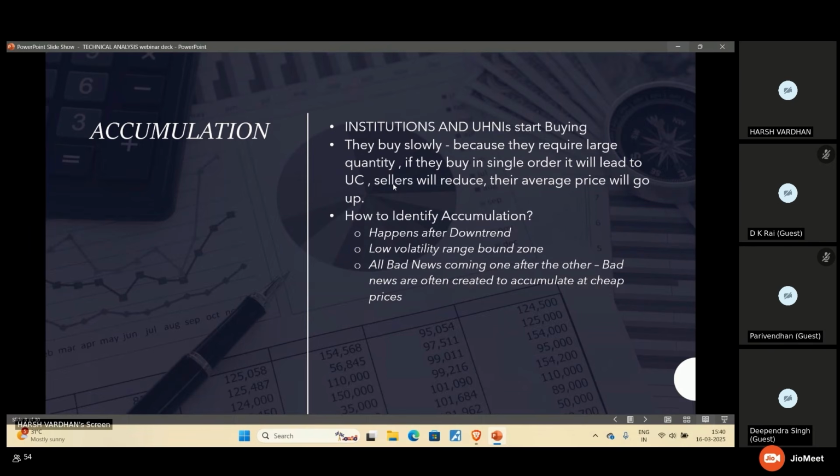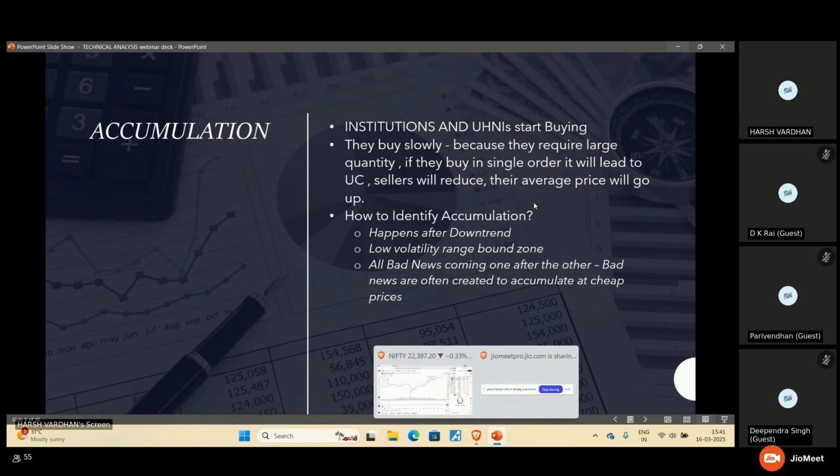But if you do it smartly, for example, if you buy 5,000 shares today, 5,000 shares after 2 3 days, 5,000 shares after 3 4 days, then that will frustrate retail investors and the sellers will keep on coming. And you will get the same quantity of the stock at a lower price. For example, an average price of 100 only, rather than buying some at 105 and all. So during accumulation, big institutions or UHNIs will buy slowly, not in very big volumes, but keep the price in a tight range.